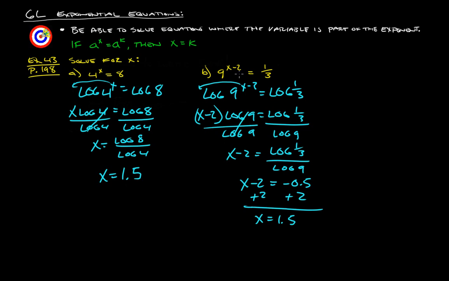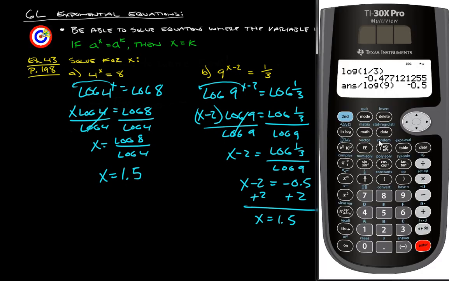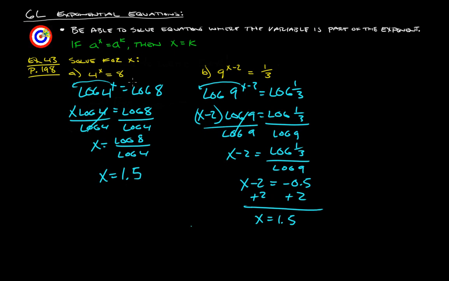Okay, and then again, we can double check to make sure that that works by just plugging our answer back in, right? So 9 to the, and we can even just write 1.5 minus 2. All right, oops, syntax error, because I don't think I'm going to need that parentheses there. And we get 0.3333, which is 1/3. All right? Okay, so that's the 6L.